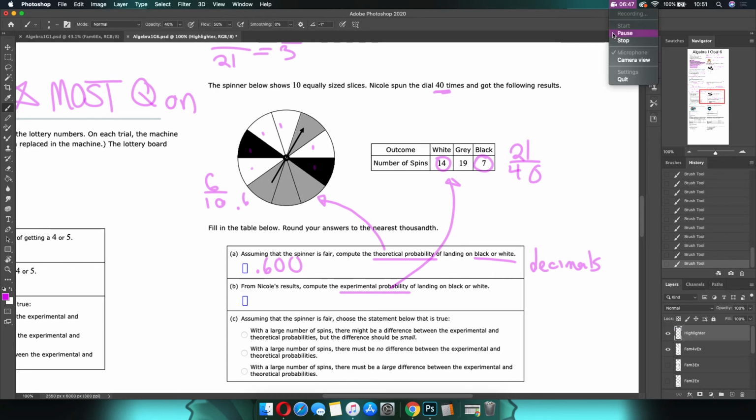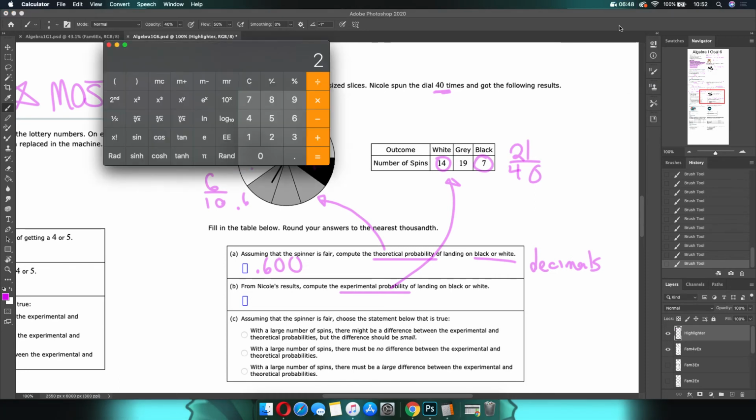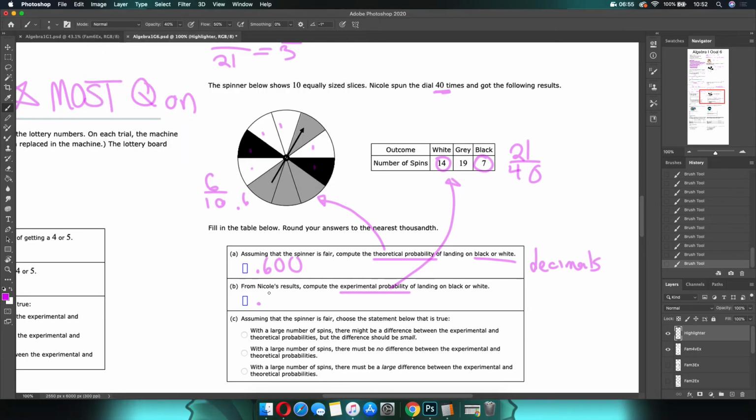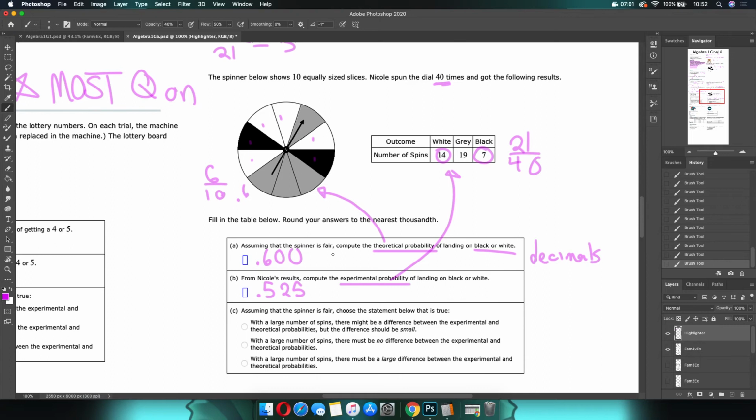And now let's pull out our calculator. So we are going to do 21 divided by 40. And what do we get? 0.525. Now here's what they're expecting you to understand when you're looking at theoretical and experimental. They give you these bunch of options. So a large number of spins, difference should be small. Large number of spins, no difference. Large number of spins, large distance.